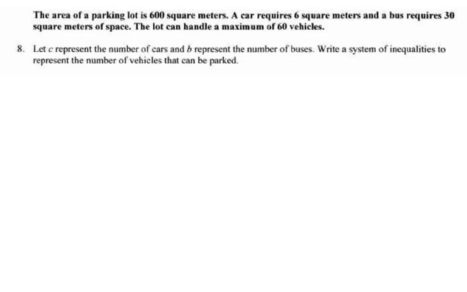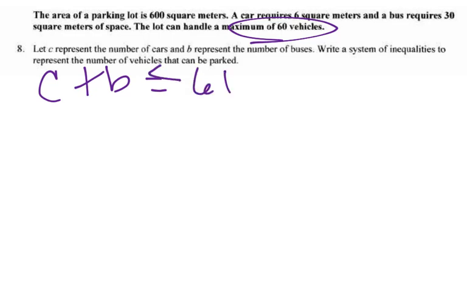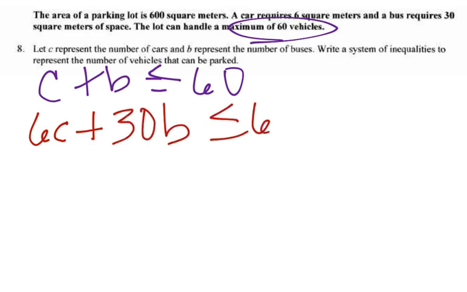Okay. We know that they can hold 60 vehicles. We know that they're all either cars or buses. C plus B is actually less than or equal to 60 because it doesn't have to be full. 60 is the most they can have. A car requires 6 meters, so 6C, plus a bus requires 30, so 30B has to be less than or equal to 600.